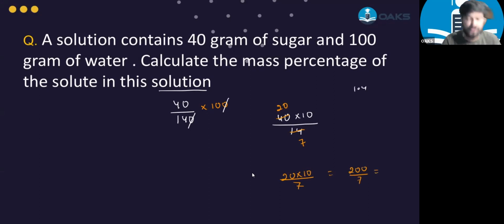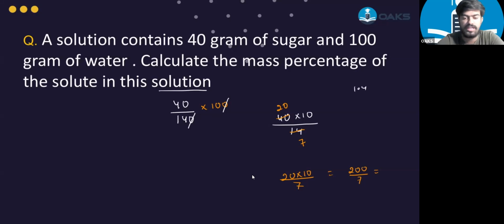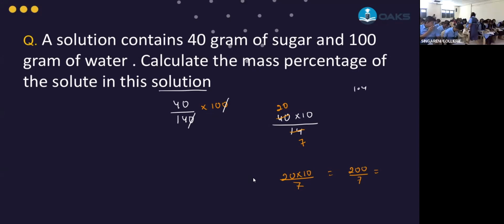Can you do this? Who is going to solve 200 divided by 7? Solve it fast. I need to check who is going to get the answer first. I'll call the name. Should I call the name for the answer, or are you going to give me the answer on your own? Okay, I'll wait for the answer. Fast, fast. Okay, yes, the answers.